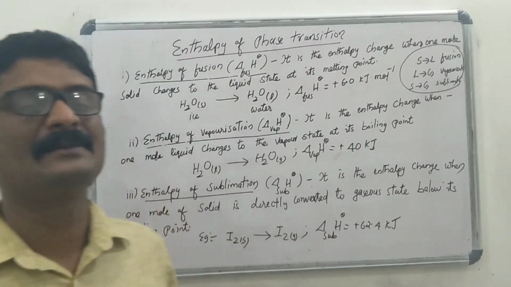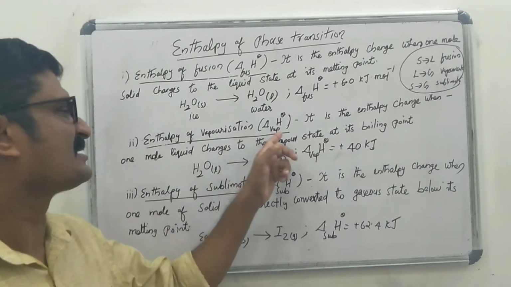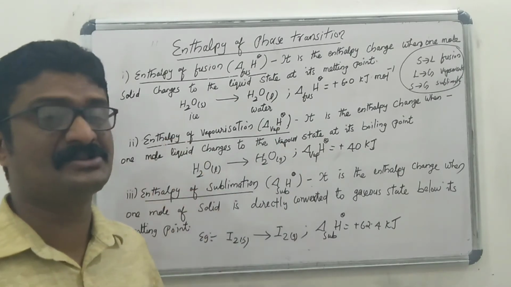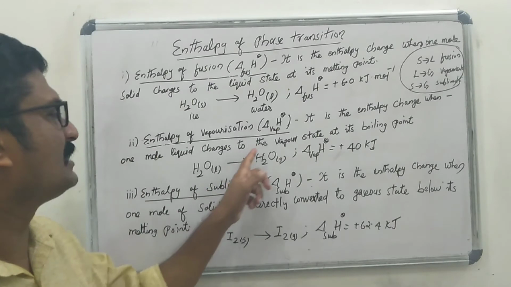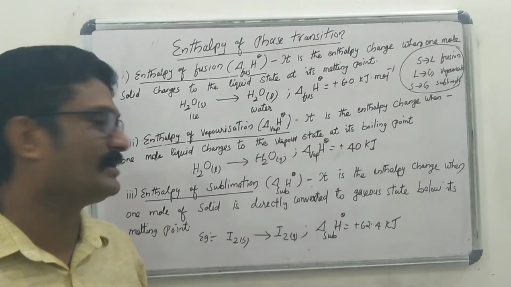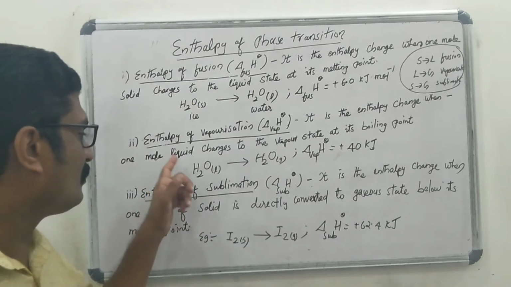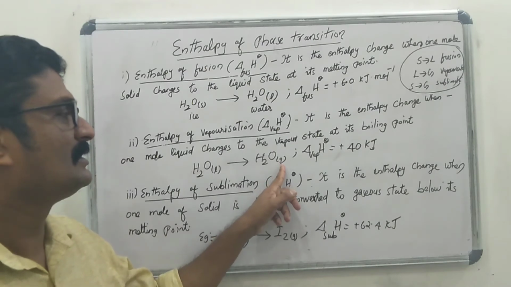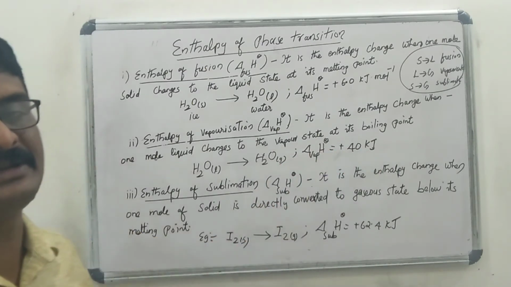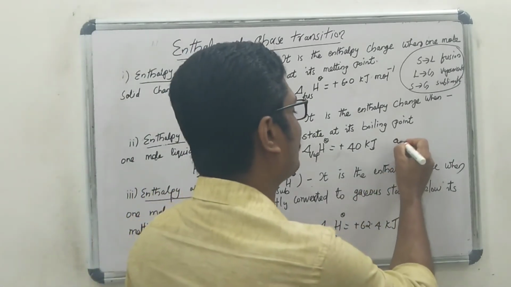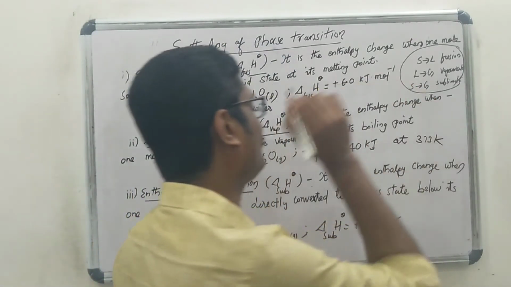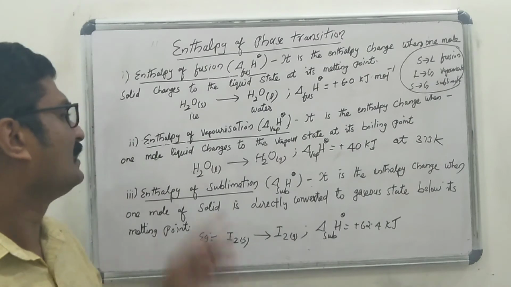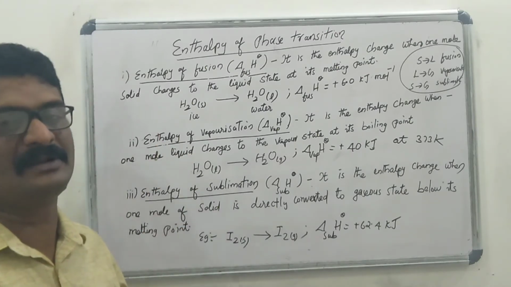Next type of enthalpy of phase transition is enthalpy of vaporization. Its symbol is delta H naught VAP. Yes, it is the enthalpy change when 1 mole of a liquid changes to the vapor state at its boiling point. For example, when 1 mole of liquid water changes to a gaseous state, 40 kilojoule of heat is absorbed at its boiling point, means at 373 Kelvin. Yes, this 40 kilojoule represents enthalpy of vaporization of liquid water.